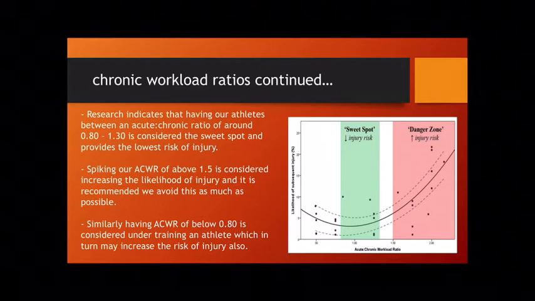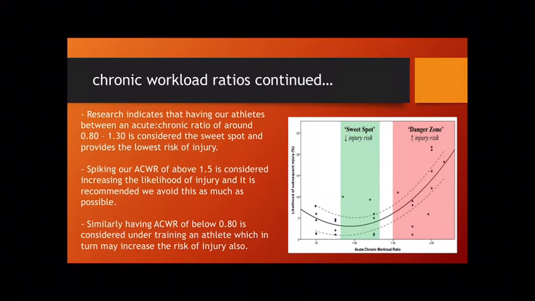Similarly, if we have an acute chronic workload of below 0.8, that's considered undertraining our athletes, which again can increase the risk of injury. If our players aren't prepared to meet the physical demands of the game and they're underprepared, then as we see, if we go below 0.8, the line starts to increase again and increase the risk of injury. So we want to avoid that as well. We want to try and train our athletes in this sweet spot as much as we possibly can.